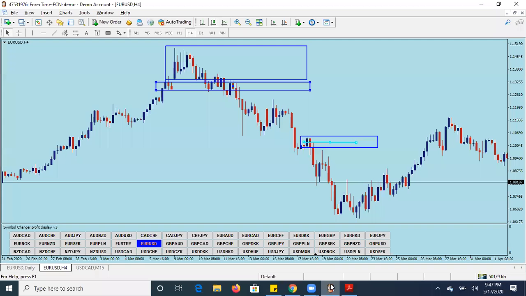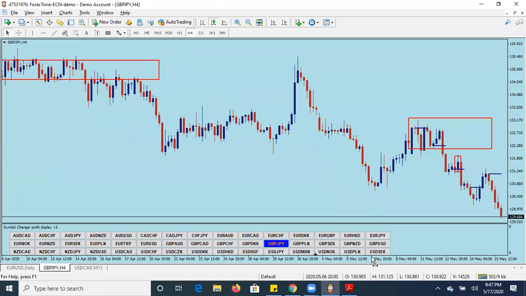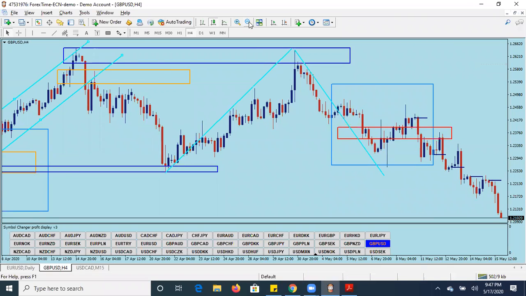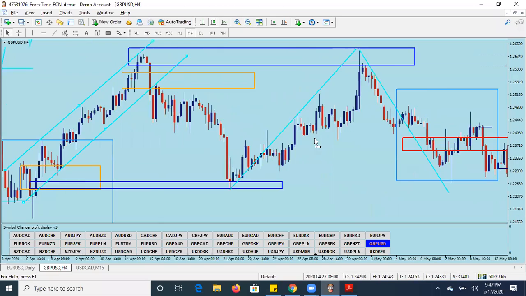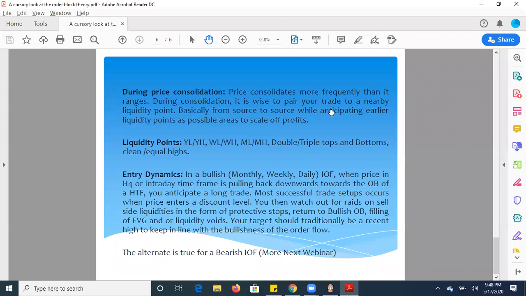Now, so let's go back to what pair was that? GU or GJ? I guess it was GU. Right, so now what I mean there is if I was going long here, I should be taking out this area here as my first point of taking my profit, right? That's the meaning of the statement, basically, while anticipating earlier liquidity points as possible areas to scale off profit.